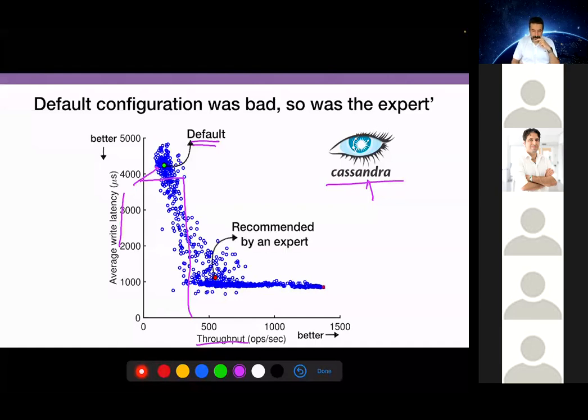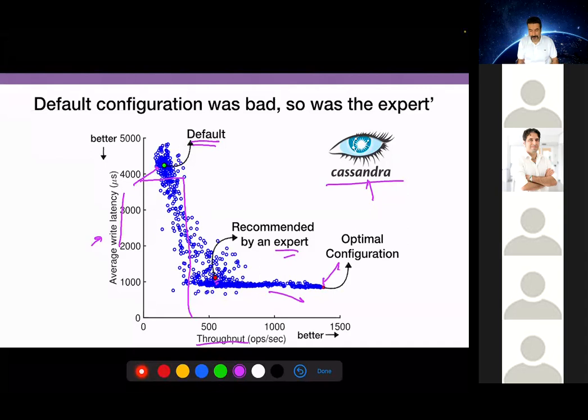This red dot corresponds to the configuration that was recommended by the expert. They had a domain expert for this system. He had massive experience with respect to the internals of the system and so on. But this was the configuration recommended by this domain expert. You see that it's much better with respect to the write latency, but nowhere near the optimal configuration, specifically with respect to the throughput. And we know that this is the optimal configuration. We want to get here. We want to decrease the write latency and increase the throughput for the system.